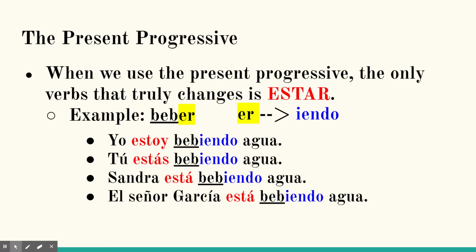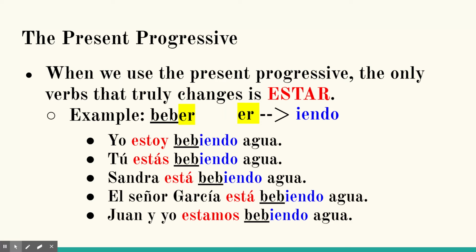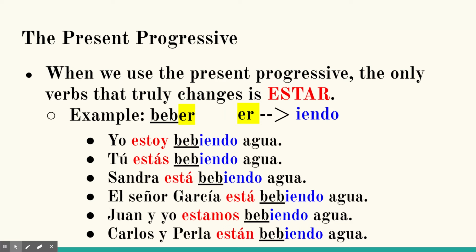El señor García está bebiendo agua. Juan y yo estamos bebiendo agua. Y finalmente, Carlos y Perla están bebiendo agua. Once again, notice how bebiendo did not change at all. It is exactly the same in every single one of those sentences. What's truly changing in those sentences is the conjugation of estar. That changes based on the person or the people doing the action in the sentence.